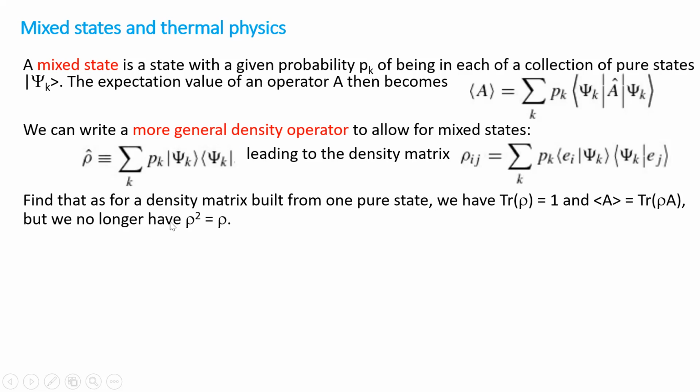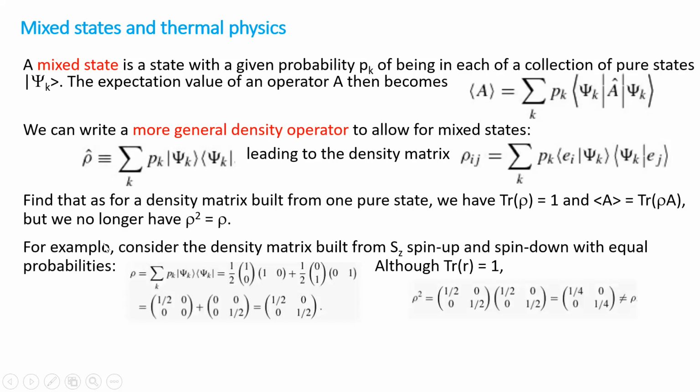But it turns out we no longer have rho squared equal to rho for mixed states. And this is a really nice way to distinguish, in this density operator, density matrix formulation, if the state we're looking at is a pure state or came from a mixed state. If rho squared is equal to rho, it came from a pure state. If rho squared is not equal to rho, it came from a mixed state. So let's take a quick look at an example.